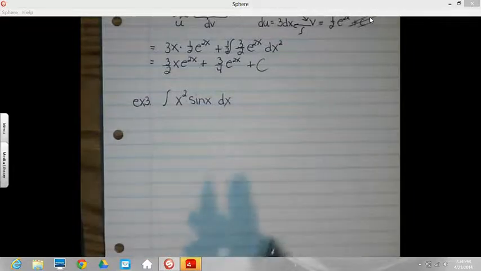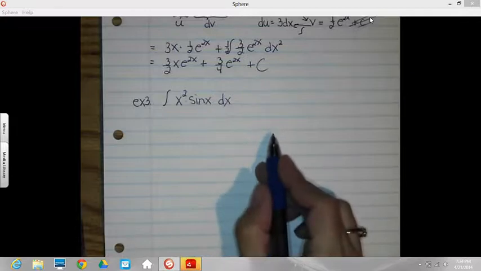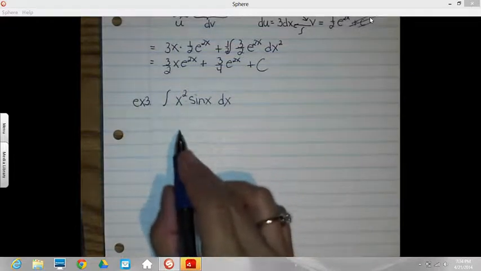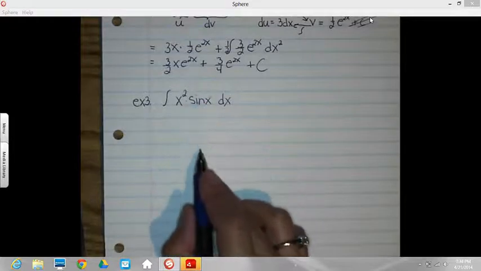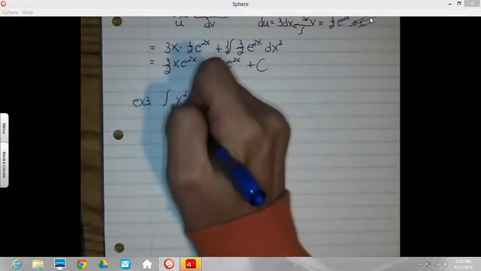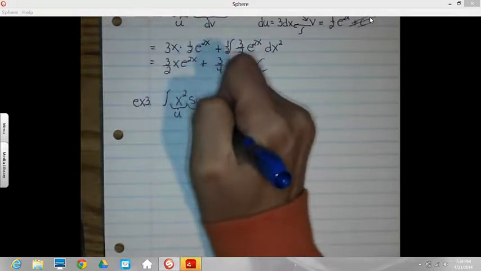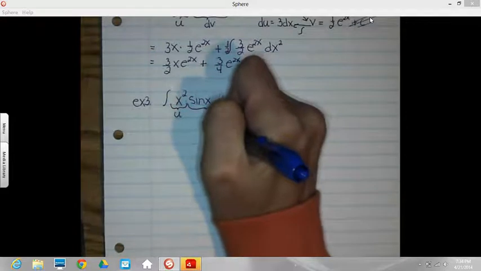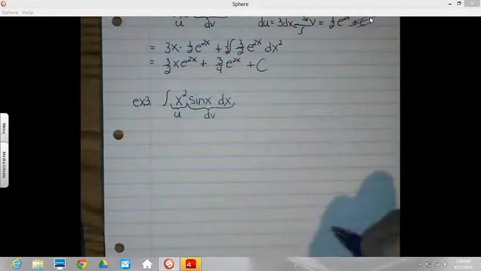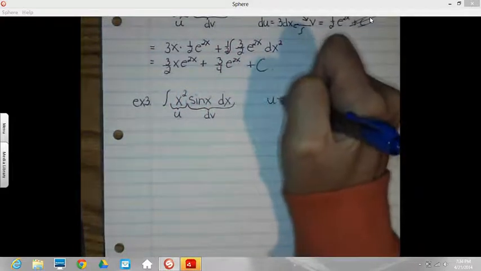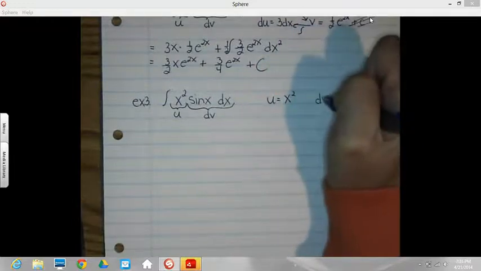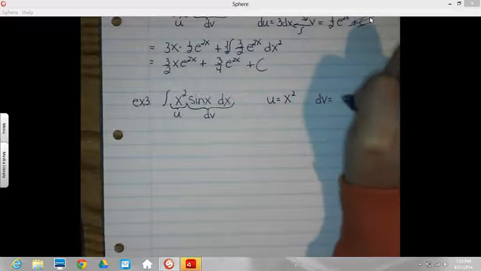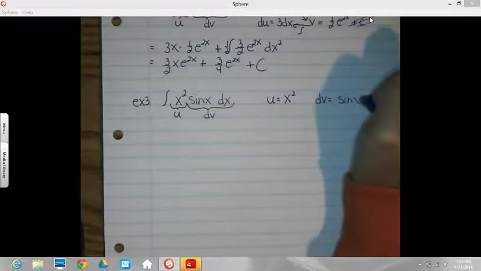Okay, u is the part that gets simpler when you do derivative. This will get simpler when I do the derivative. If I do derivative here, it just goes from sine to cosine to sine to cosine. That doesn't get simpler. So that's why I know this is going to be the u. This whole chunk is going to be the dv. So over here, u equals x squared. dv equals sine x dx.